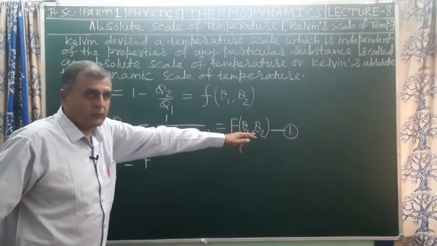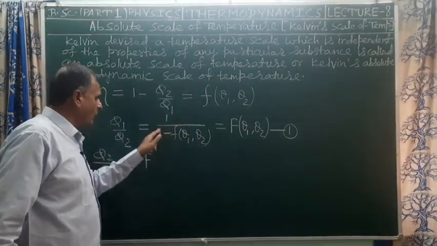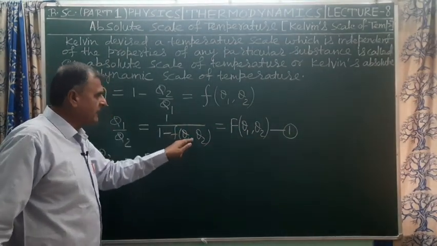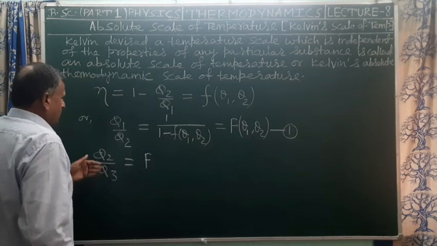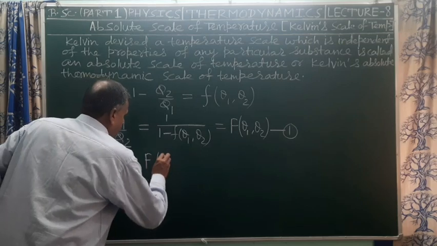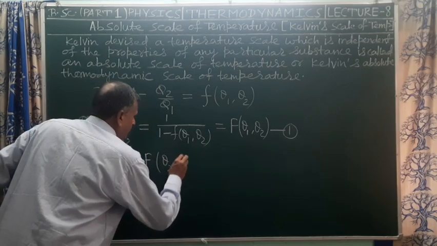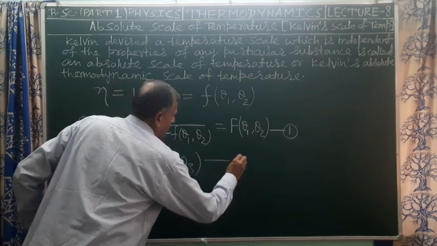Capital F of theta 1, theta 2 we have written in place of 1 upon 1 minus small f of theta 1, theta 2. So Q2 upon Q3 equals a function of temperatures theta 2, theta 3, say it is equation number 2.